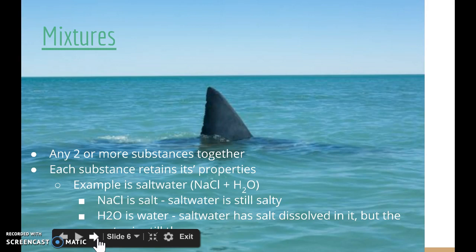It's a mixture. But salt water is still salty, so the NaCl still acts like salt, and H2O is still wet, and so the water is still acting like water. But they're a mixture together, they stay dissolved together, and they act as one thing, salt water.